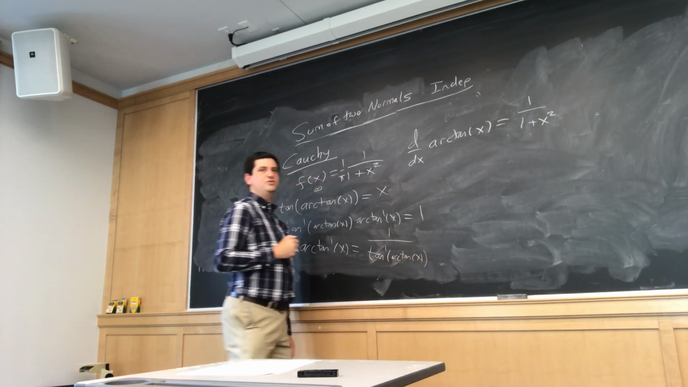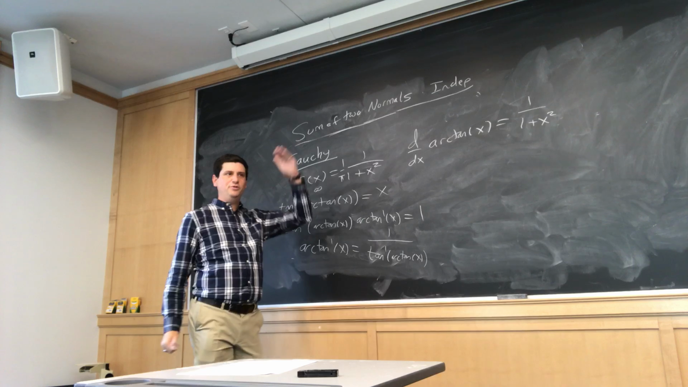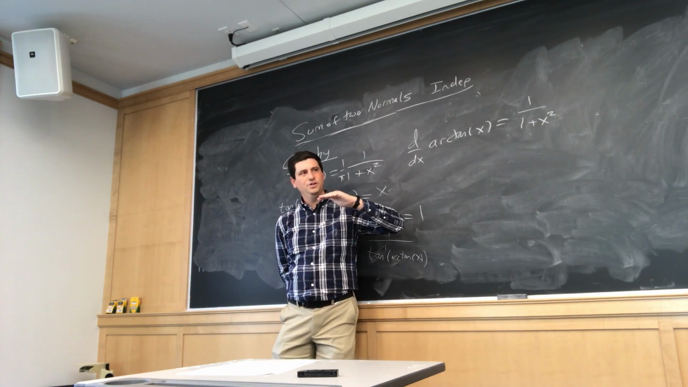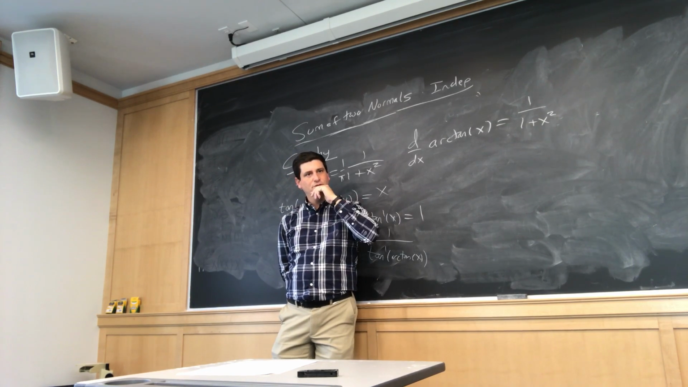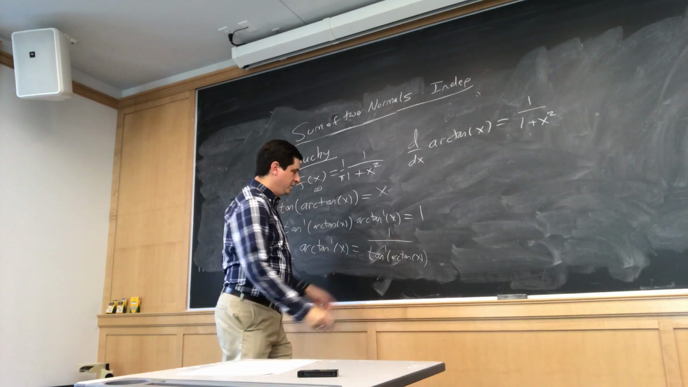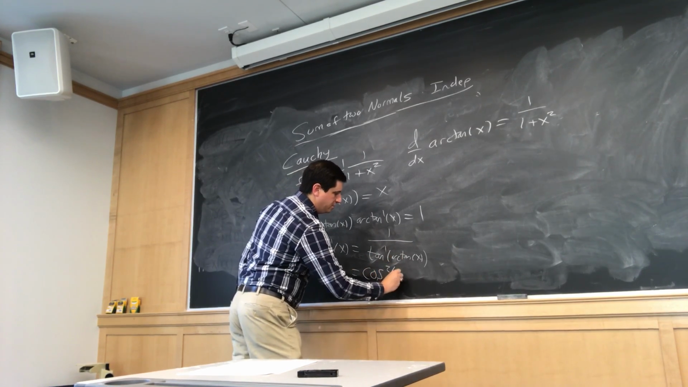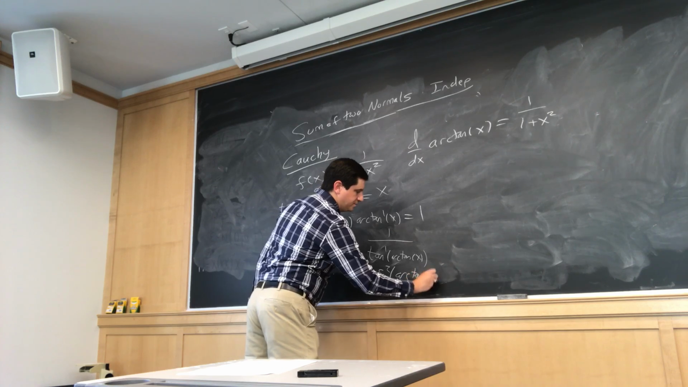All right, what's the derivative of tangent? Tangent is sine over cosine. So if you use the chain rule, I think you get the derivative of tangent is 1 over cosine squared. So this is going to just be cosine squared of arctangent of x.